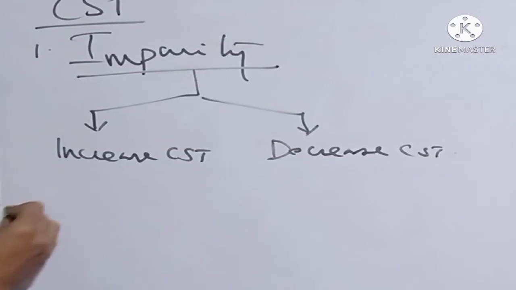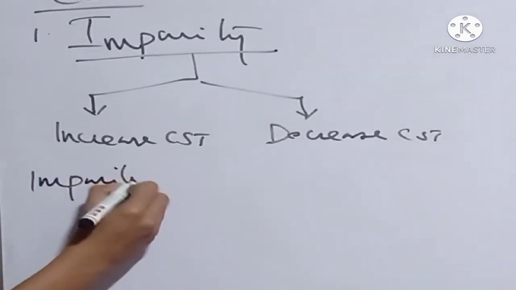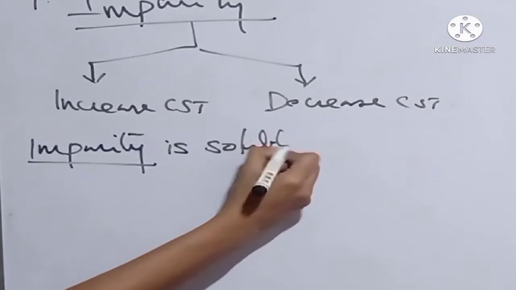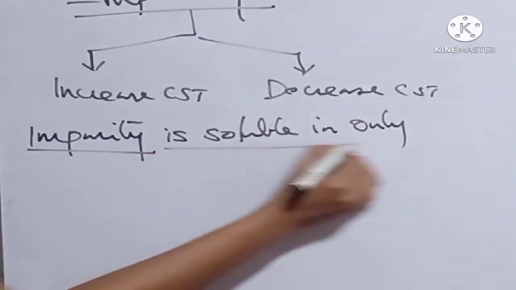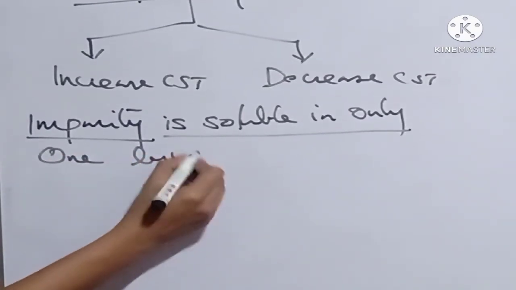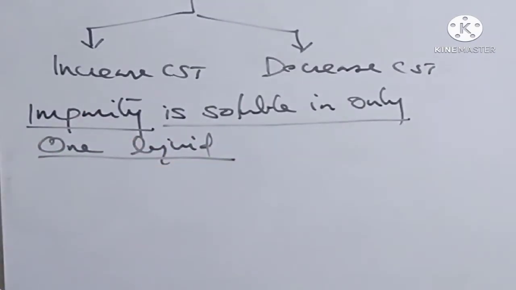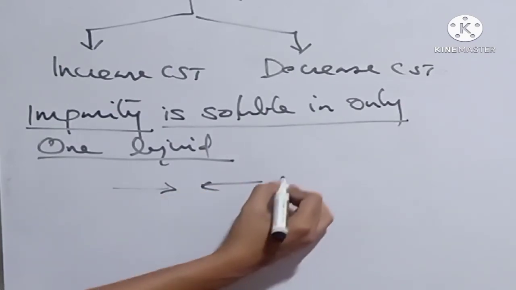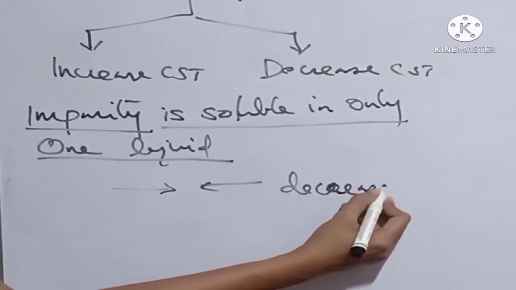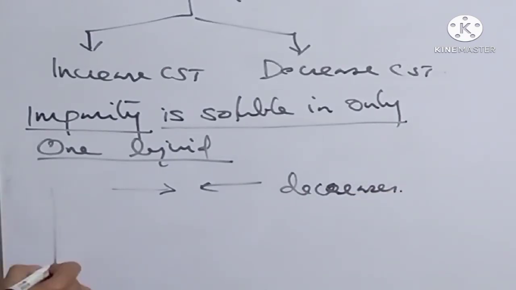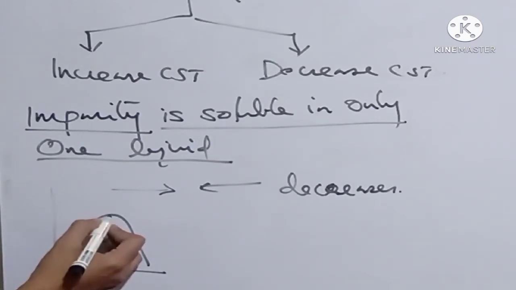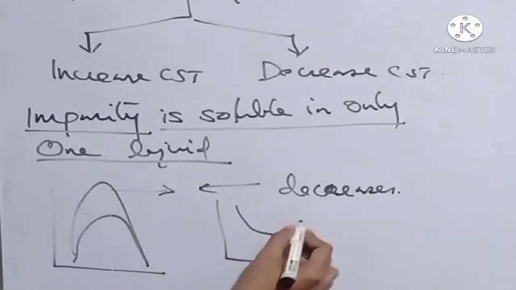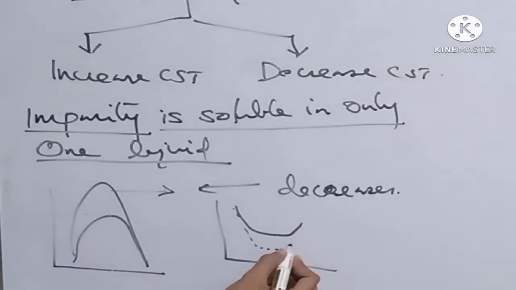That is, if the impurity is soluble in only one liquid of the binary system, then the solubility of these two liquids decreases. So that means for upper CST, the value will be raised, and for lower CST, the value again lowers.